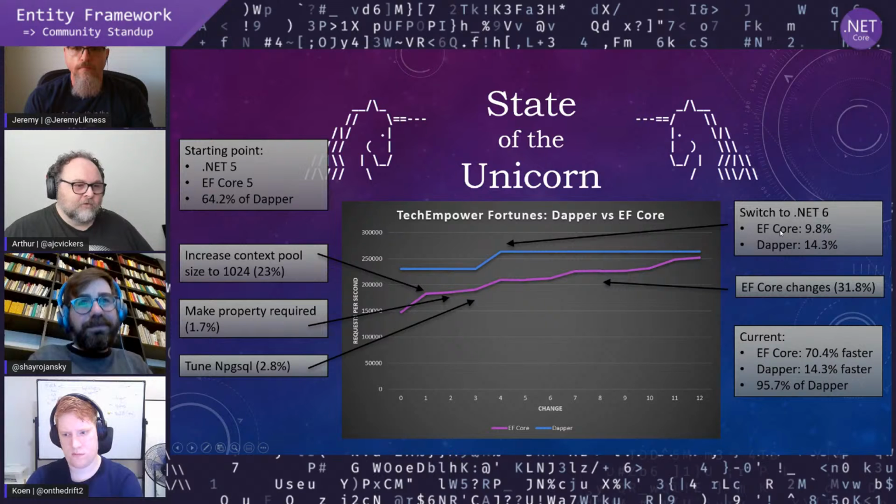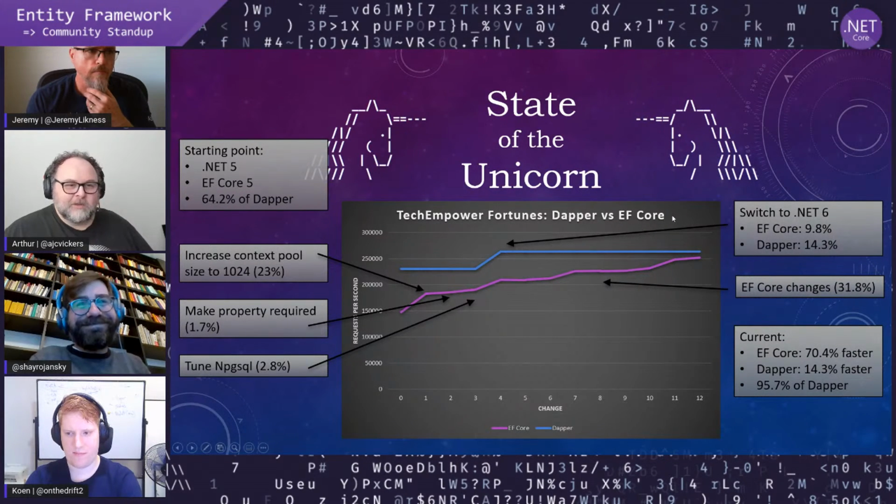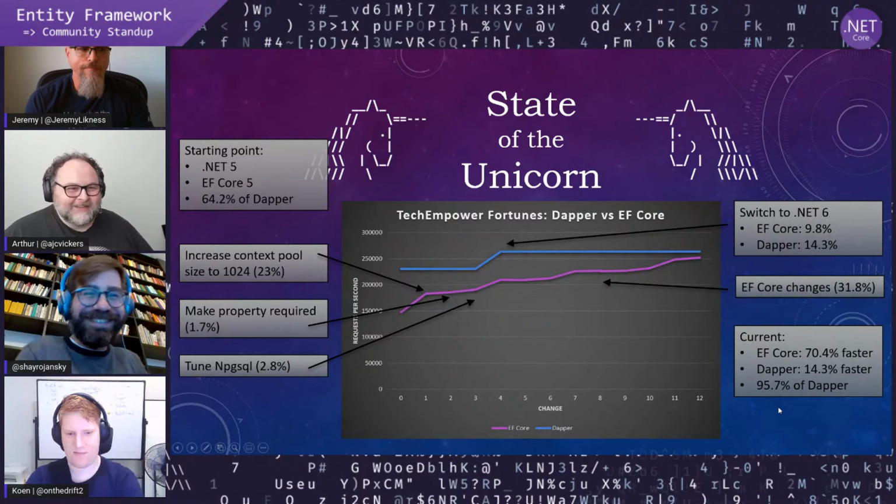And Dapper is 14% faster, but there's a lot of discussion going on in the Dapper community right now about various things that they can do to move Dapper forward. So hopefully Dapper is going to increase more here as well. At the moment, though, we're at 95.7% of the Dapper performance. We had a goal of reaching 100%. I'm happy with this, but Shai's still working on stuff, so who knows where we'll get to.